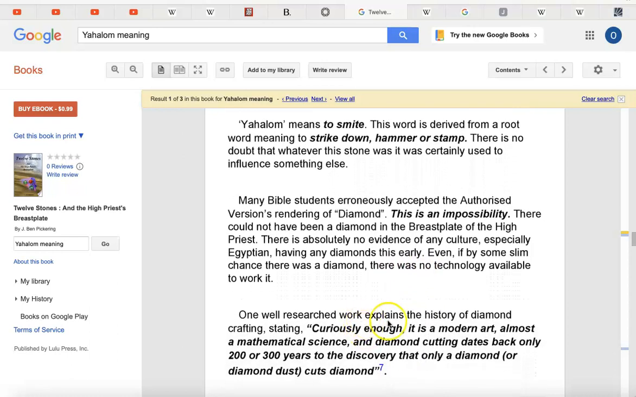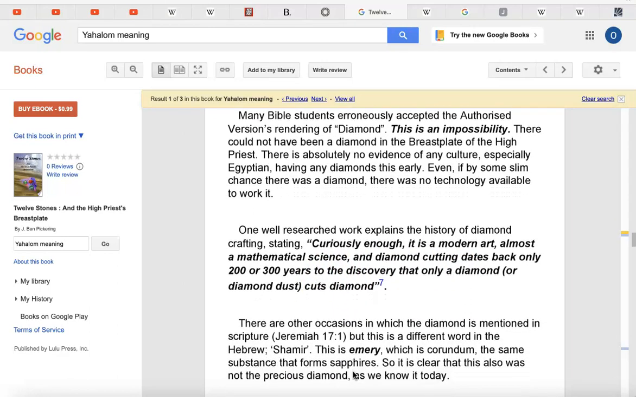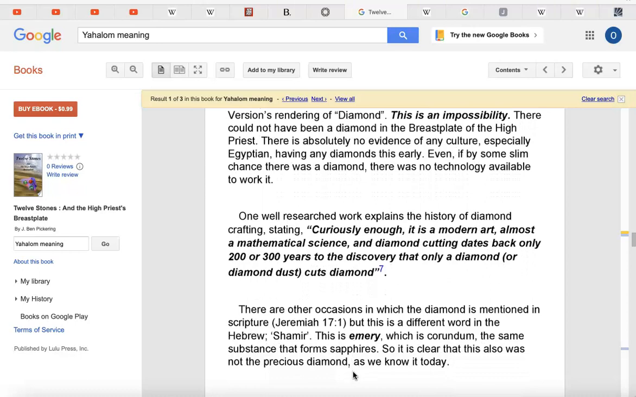One well-researched work explains the history of diamond crafting, stating, curiously enough, it is a modern art, almost a mathematical science, and diamond cutting dates back only 200 or 300 years to the discovery that only a diamond, or diamond dust, cuts diamond. I didn't know any of this. I don't know anything about jewelry or precious stones. Not a thing.